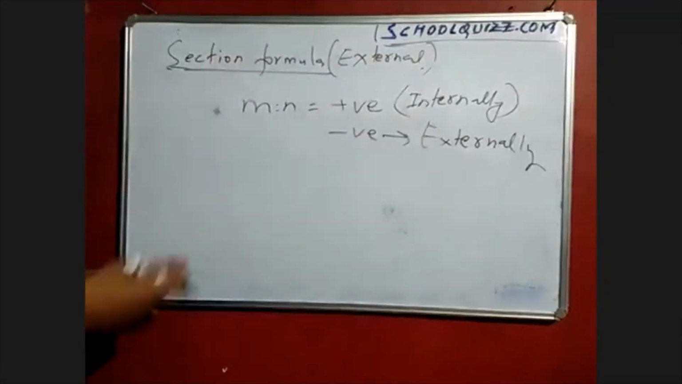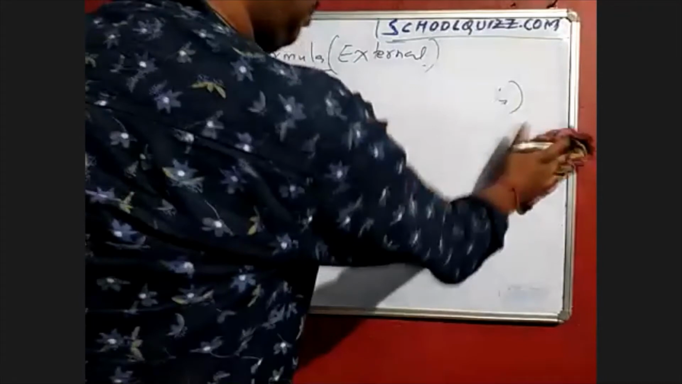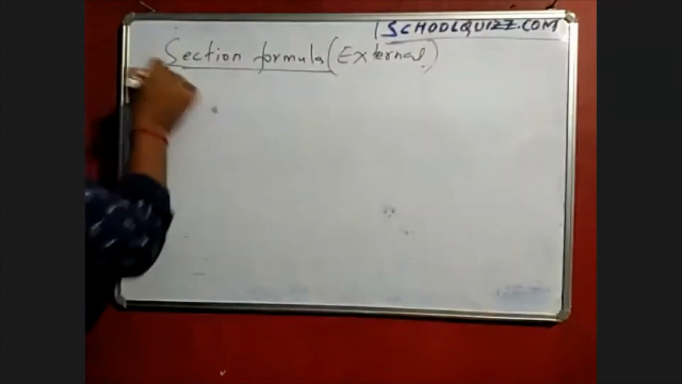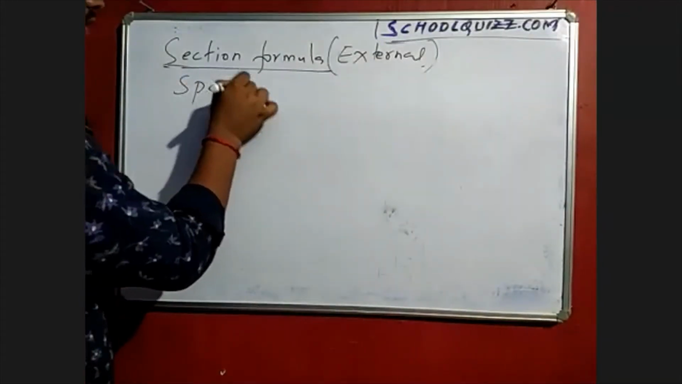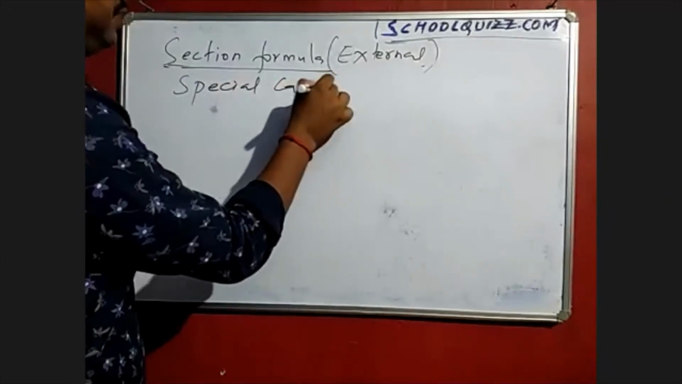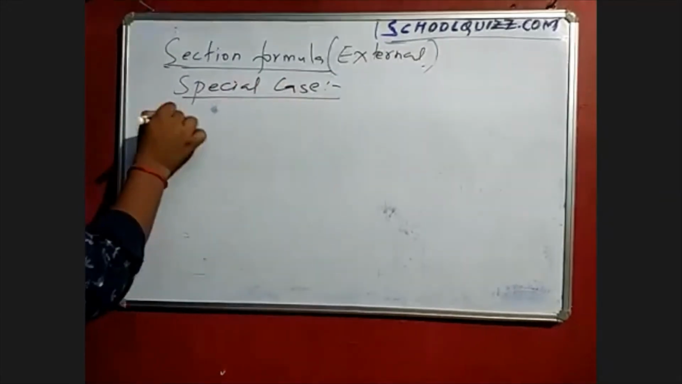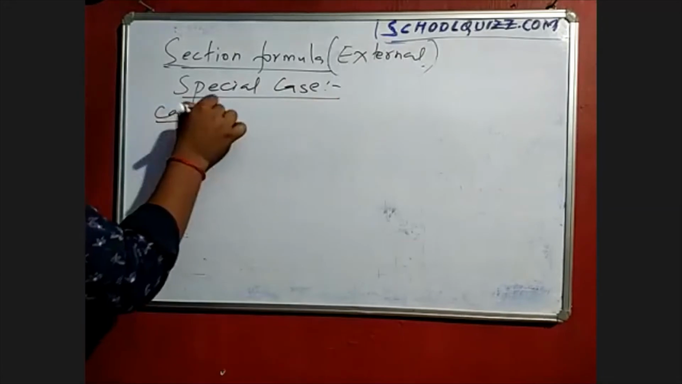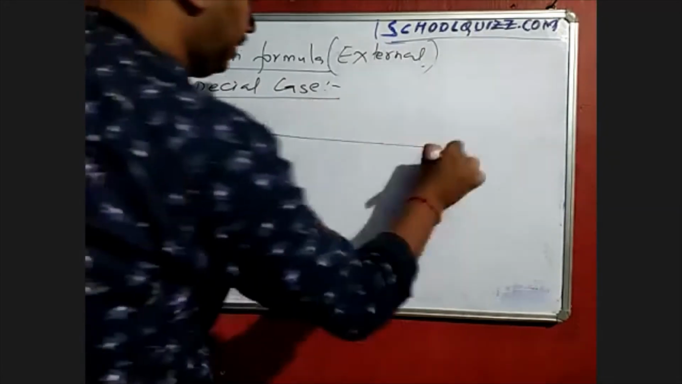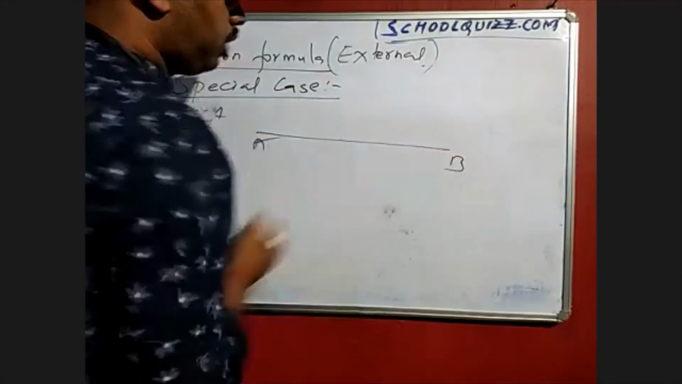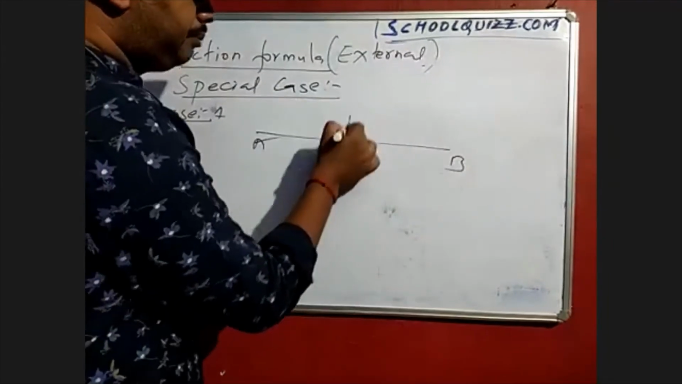Okay, so now some special cases in the section formula. Special case, first case one: you can say when that point P, with A and B, is dividing at the midpoint.